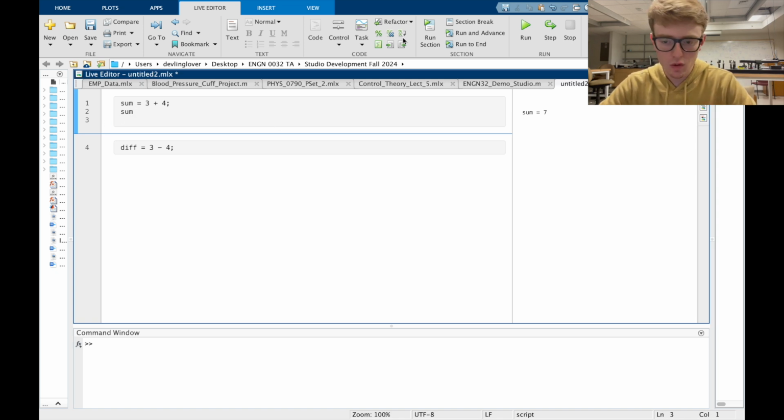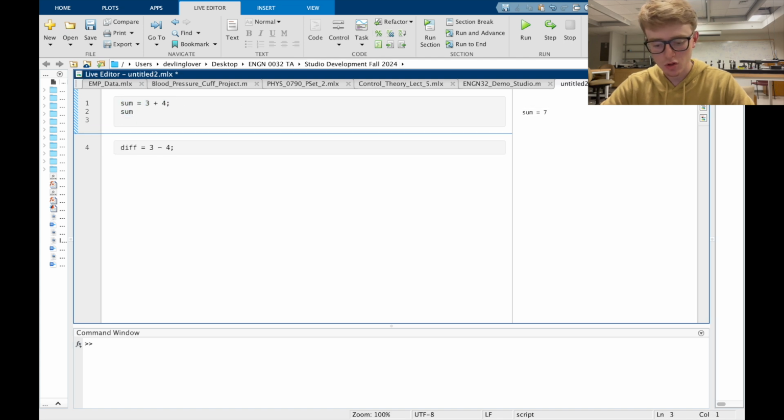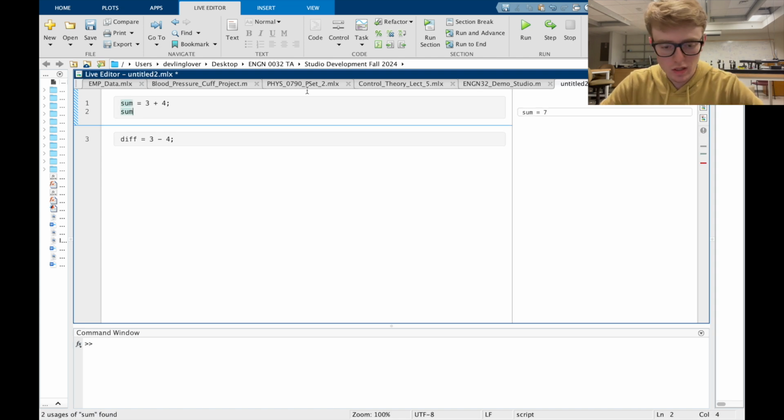Other good things to know, comments are right here. Comments in MATLAB are %. And so you can also highlight things and comment everything out. And then if you press the X, it'll get rid of the comments. You can also just type % and put comments in your code, okay? So that's how you do that.